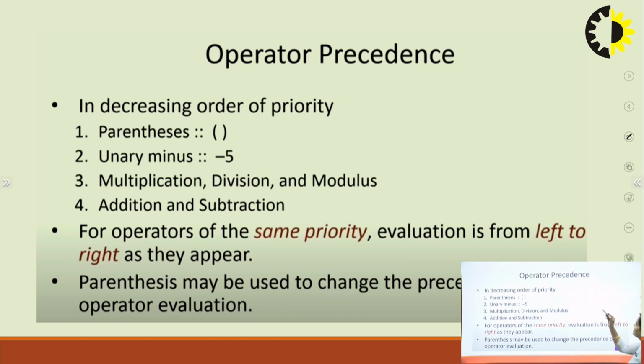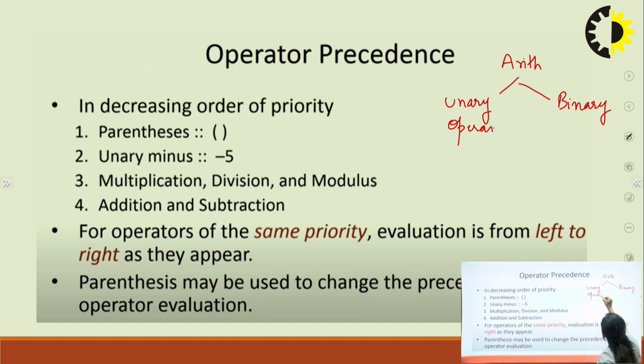Now to understand one more thing, as I told you, arithmetic is available with unary and binary. Unary means it operates with only one operand, a single operand will be there like this. But in binary, we have two operands, right? Operand 1 and operand 2, and let's say plus or minus.